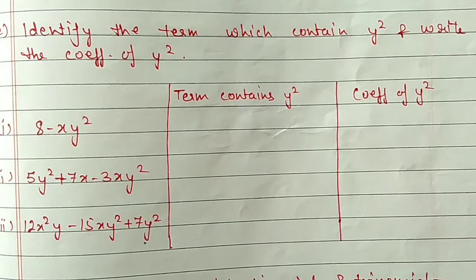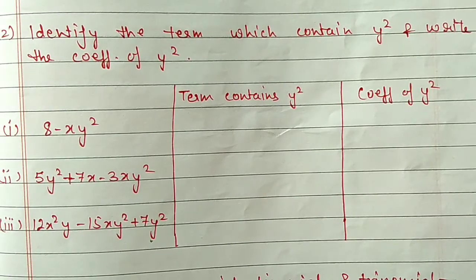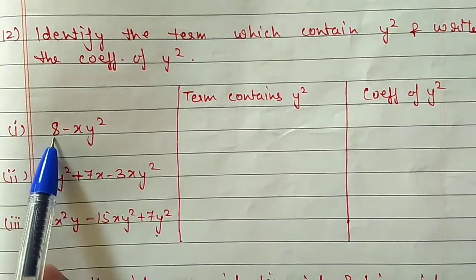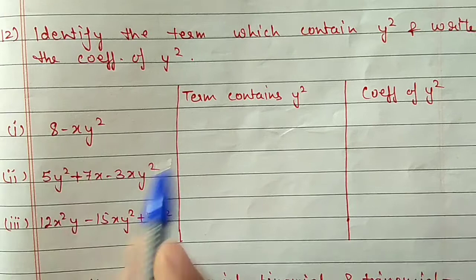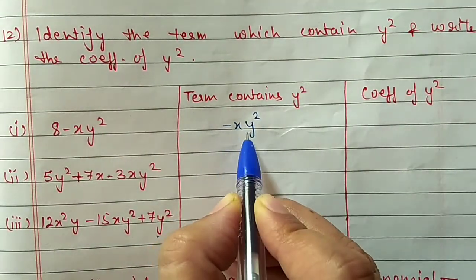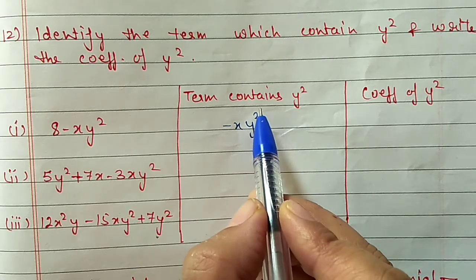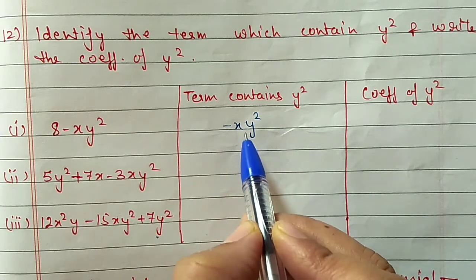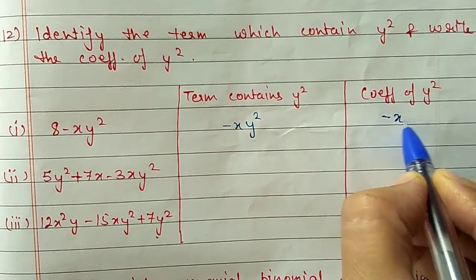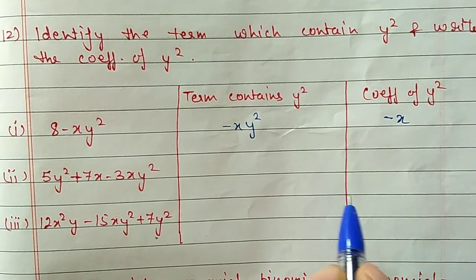Next, question number 12. Identify the term which contains y square and write the coefficient of y square. In first part we have two terms. First one is not having y square, only the second one is having. So term containing y square is minus x y square, and the coefficient of y square means only this y square you leave, remaining things we have to write. So minus x is the coefficient of y square.